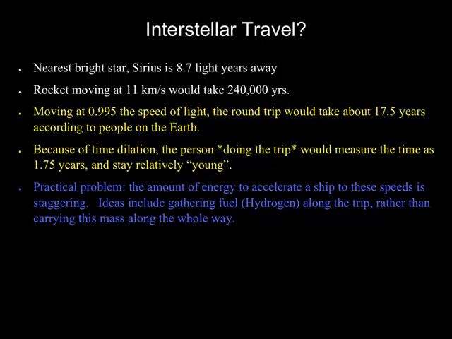So the nearest bright star in the sky, Sirius, is 8.7 light years away. Now a typical rocket, which travels at about 10 kilometers a second, which might seem pretty fast, would take 240,000 years to get there. So that's probably a no-go. Now, if you could somehow create a rocket ship that could travel at almost the speed of light, in principle, you could make something interesting happen. Traveling at 0.995 times the speed of light, a round trip would take a little less than 18 years. So okay, that's getting there.